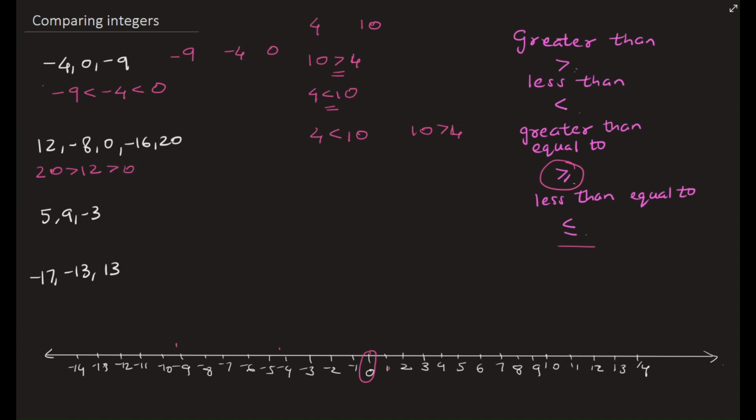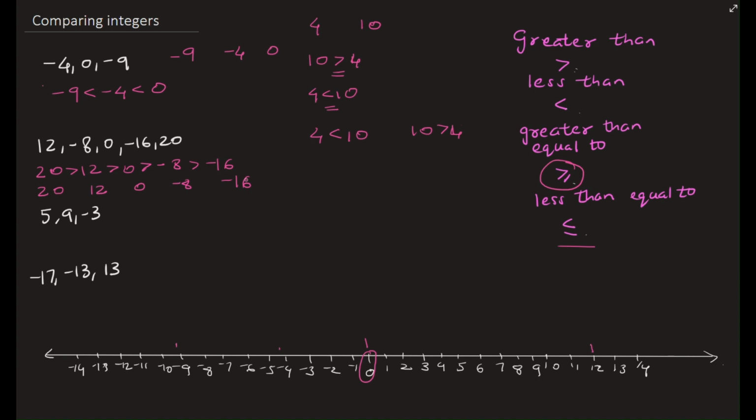As we move backward on the number line, which numbers do we encounter? First, we will encounter 20, which is farther to the right. I have not written it over here. Then I have 12. Then I have 0. Then I have negative 16, which I have not written over here. Then I have negative 8. So 0 is greater than negative 8, which is greater than negative 16. In descending order, the numbers are 20, 12, 0, negative 8, and negative 16.